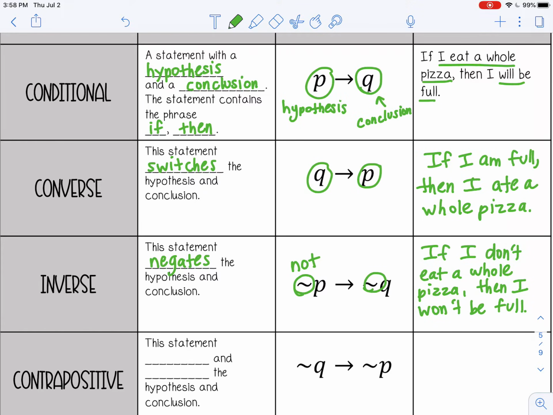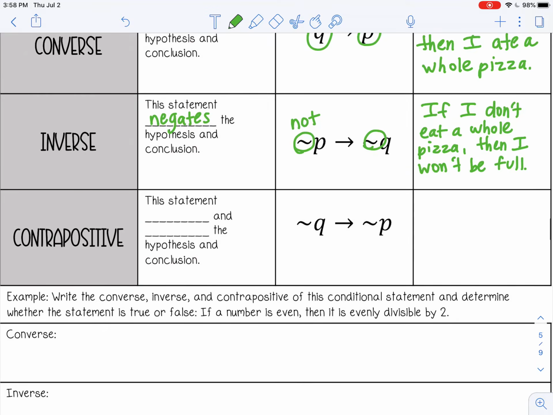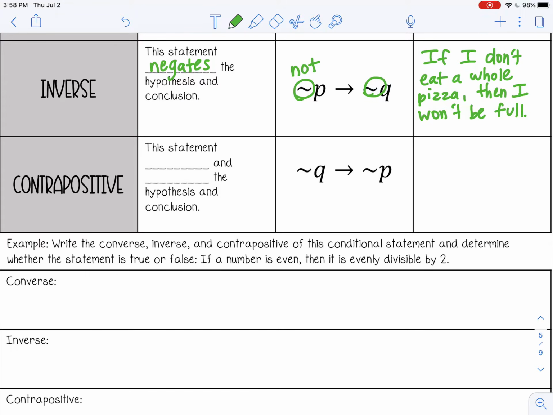Okay, and then the last type of conditional statement is the contrapositive. I'm going to scroll up here so I can write. The contrapositive, this statement switches and negates the hypothesis and the conclusion. So you notice Q is first and then P, so they are switched, and it also has the negation, the not symbols. All right, so an example of this, if I am not full, then I have not eaten a whole pizza.